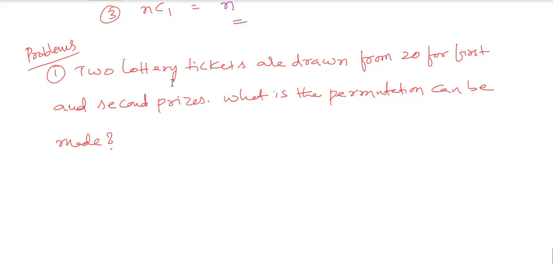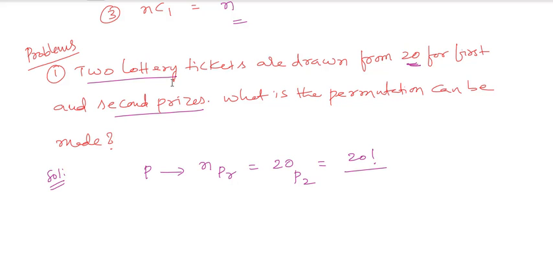What is the question? Two lottery tickets are taken from 20, for giving the first and second prizes. So what is the permutation here? You know that permutation is nPr. The total n things will be 20, out of which I have selected 2. So this is 20P2, which is nothing but 20 factorial divided by (20 minus 2) factorial, which is 20 factorial by 18 factorial.